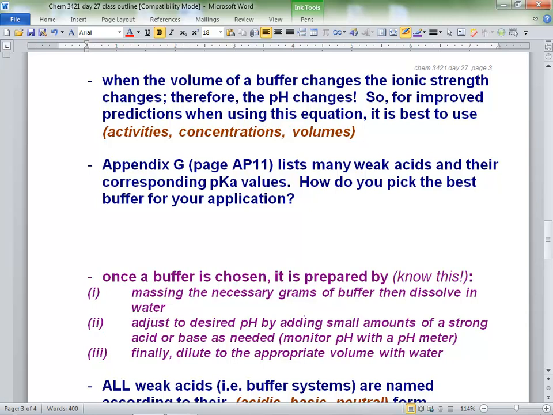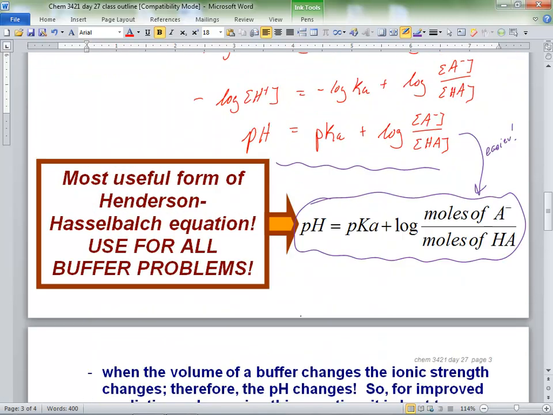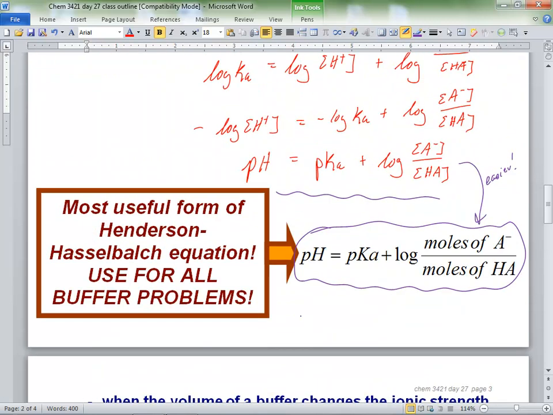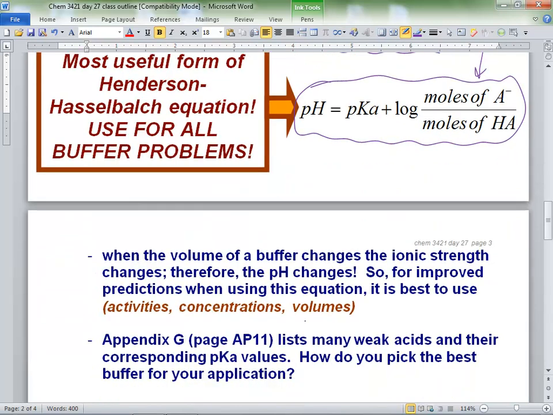Okay. However, when the volume of a buffer changes, just add some water to it, right? That could happen. You could make a buffer and add a bunch of water to it. The ionic strength changes. The chemical environment changes. Therefore, the pH changes. Whoa. Not according to this. Volume canceled out, right? The pH can't change if you add water. Yeah, it can. Because we're not supposed to use concentrations. We're supposed to use activities, right?